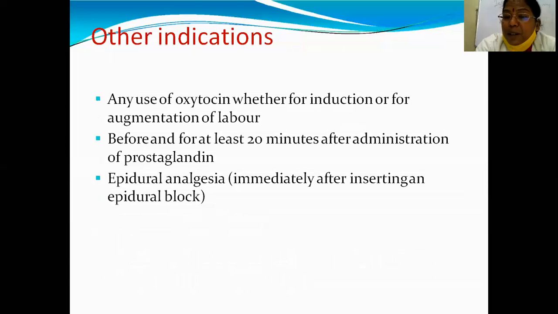The most important situation where we want continuous monitoring is when we are giving any oxytocic drugs, either for induction of labor or for acceleration of labor. We have already discussed this in induction. So, induction or augmentation of labor. Why? Because these oxytocic drugs can cause hypercontractility of the uterus, and if there are more than 5 contractions, there will definitely be fetal jeopardy.